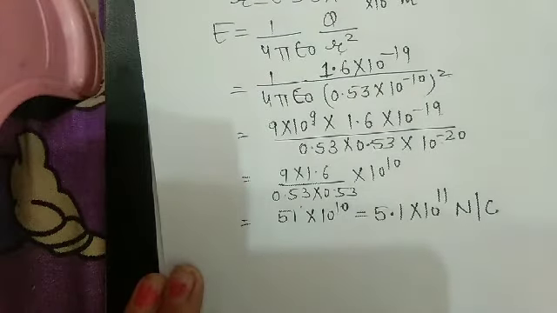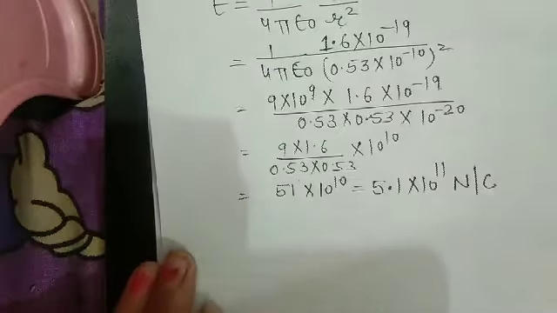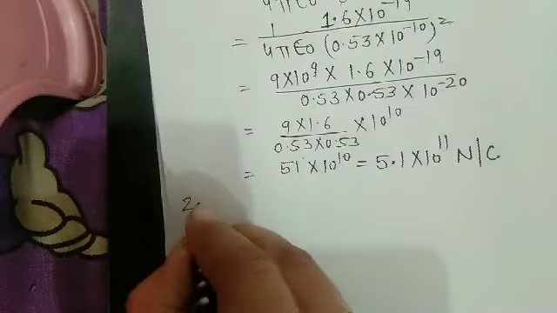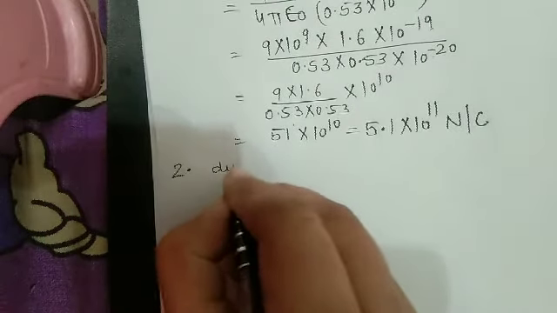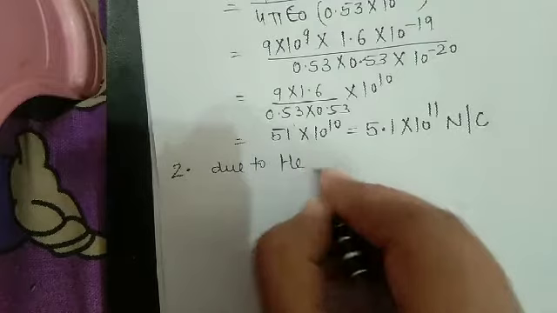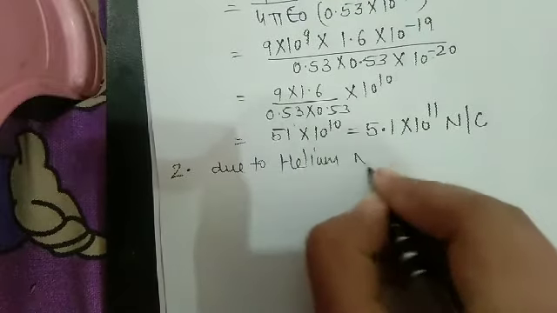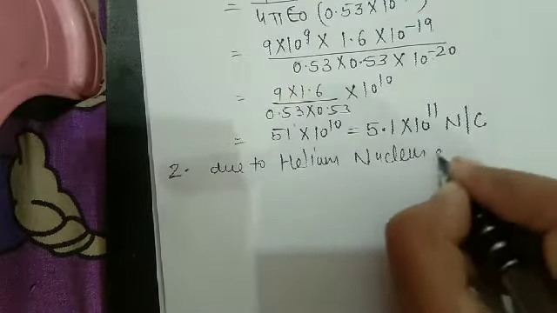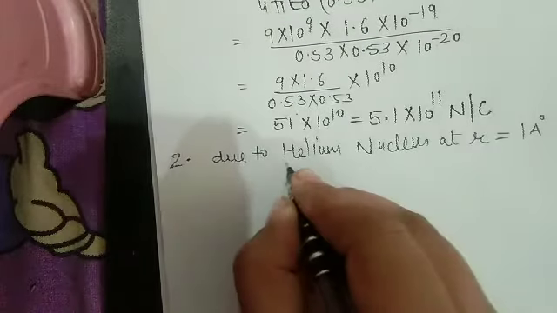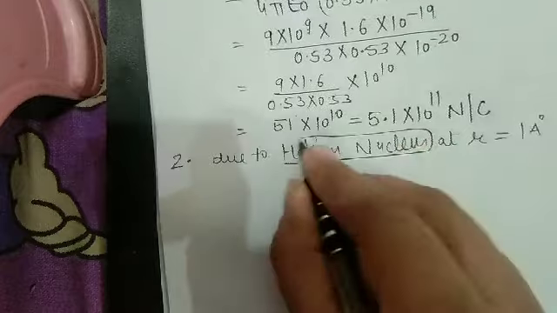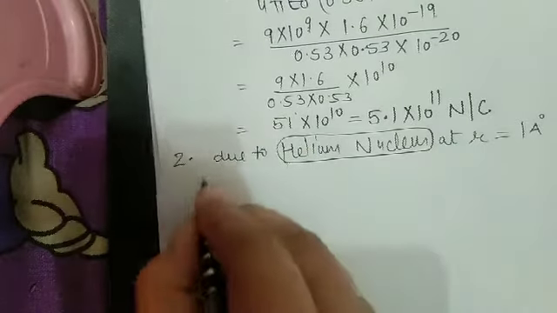Means only the neighborhood charge exerts at a particular point. Okay, I just want to provide an idea. We have to calculate the electric field due to the helium nucleus at a distance of 1 angstrom.